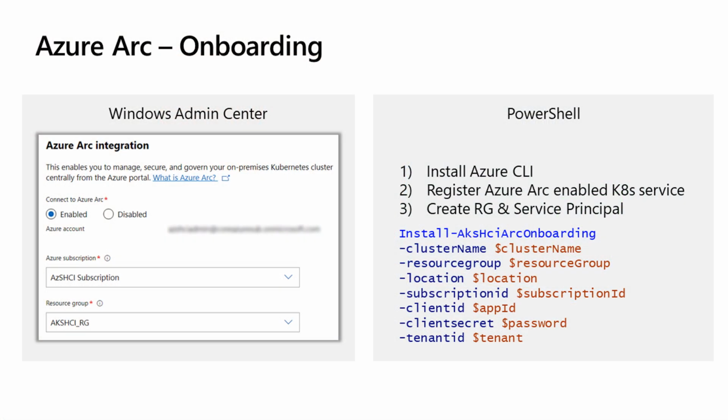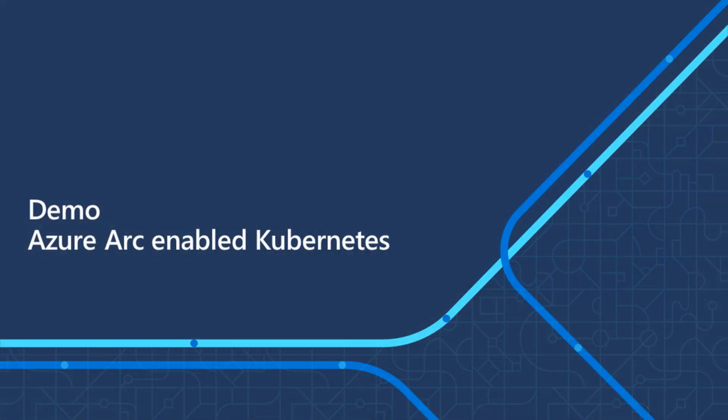Now, with AKS HCI, there are 2 ways to optionally integrate with Arc. The first, you would have seen when deploying a target cluster with Windows Admin Center earlier. And you saw how easy it is to enable that Arc integration during deployment. Now, the second approach is to use PowerShell, and this can be performed after the deployment of the target cluster is complete. So as you can see here, all you need to do is install Azure CLI, register the Azure Arc enabled Kubernetes in your chosen subscription, create a resource group and a service principal, and then run the PowerShell commands to complete the onboarding. But what does it look like once you've onboarded? Well, let's take a look.